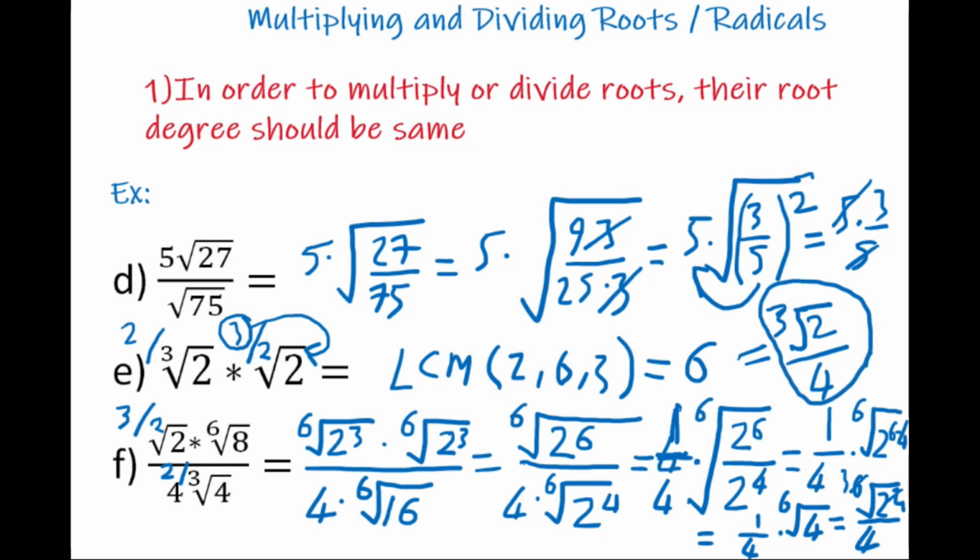So as a result, as you can see, what we did is when you want to multiply the roots, we have to make the root degrees the same if they are not the same, of course. And also, if you want to divide the roots or radicals, you need to make the root degrees the same. And once you do that, you can put all the multiplied numbers under the same root or divide numbers in a single root also. And in that way, you can make your calculations.